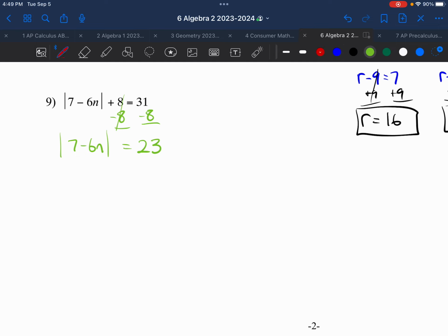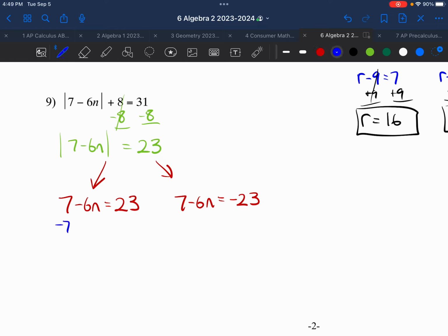From here, we're going to undo the absolute value symbol by splitting this equation into 2 different pieces. The first piece is going to be 7 minus 6n is equal to 23, essentially just dropping the absolute value symbol. The second equation is going to be 7 minus 6n equal to the negative version of the outside, negative 23. Then solve each of these the exact same way.